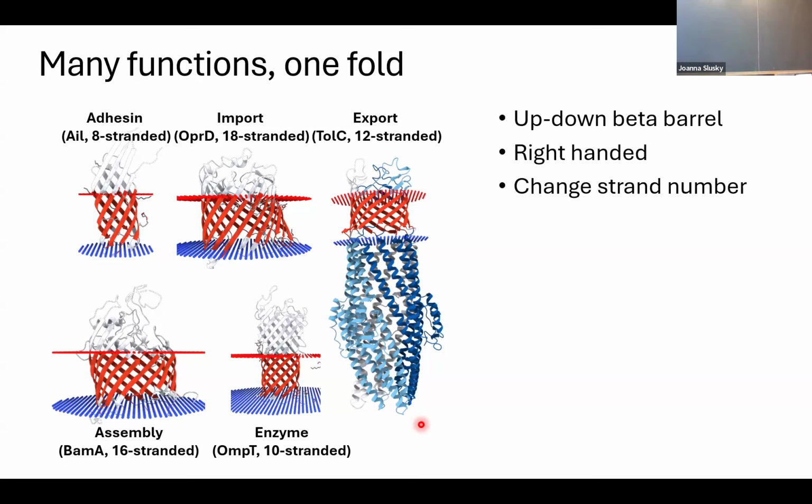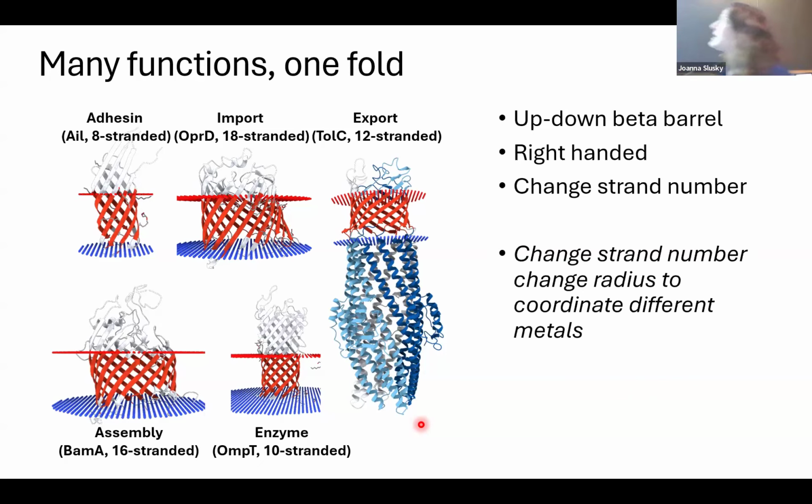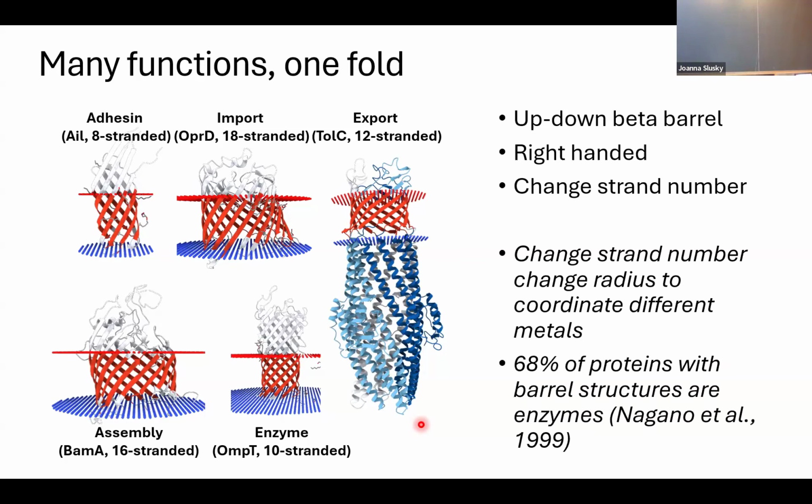And of course, that can give you a different diameter. And as you change that strand number, because you get a difference in diameter, that's linearly correlated to the circumference, which is actually what you're changing. You can coordinate different metals, as I was saying before. You can also make various different types of enzymes. 68% of proteins with barrel structures are enzymes. And that's fundamentally because when you have this kind of barrel, you can sequester substrate from solvent. So this is the universe of outer membrane proteins that I'm going to be talking about today.